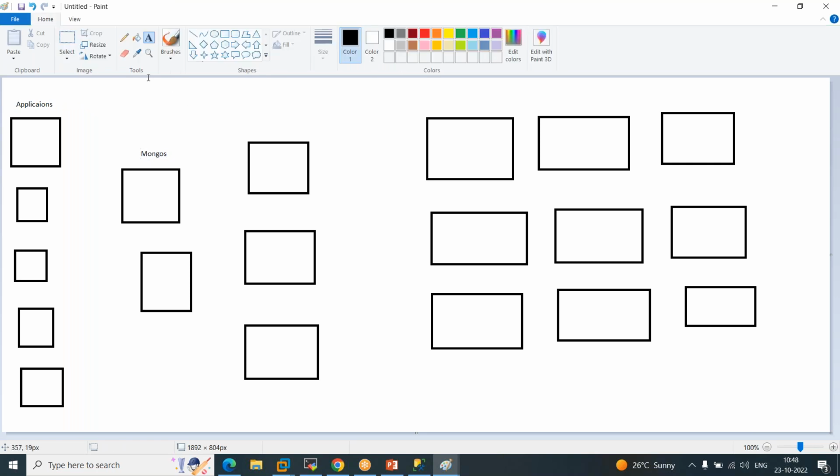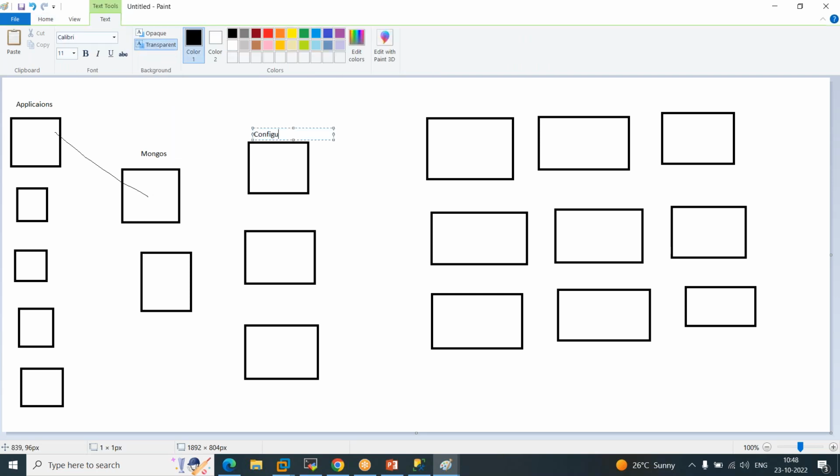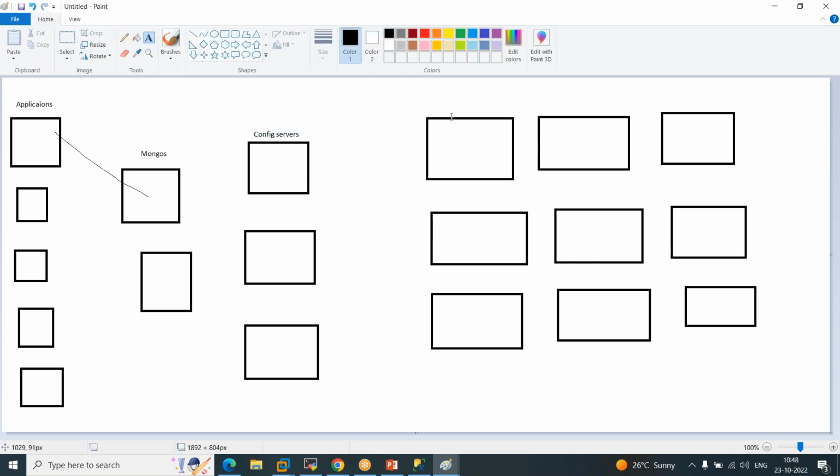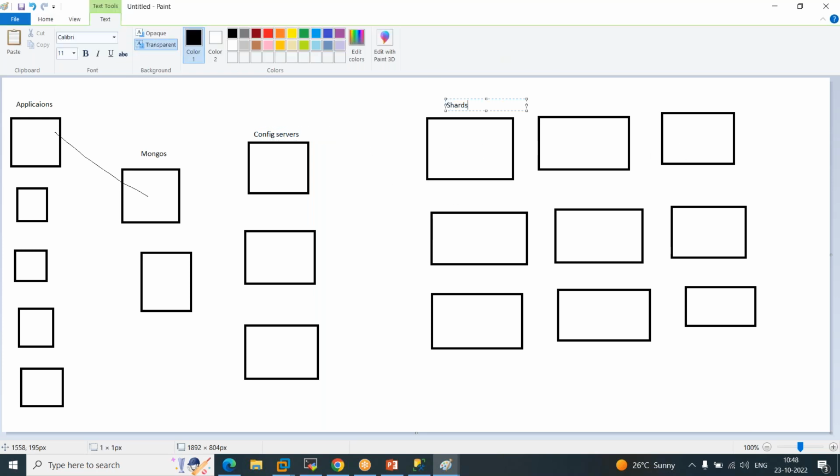This is something like a router, which will take you to the config servers. Config servers maintain the metadata about where the data are sitting. The actual data will be here in shard one. You can call it shard one or replica one, whatever you like. So this is shard two, and this is shard three.